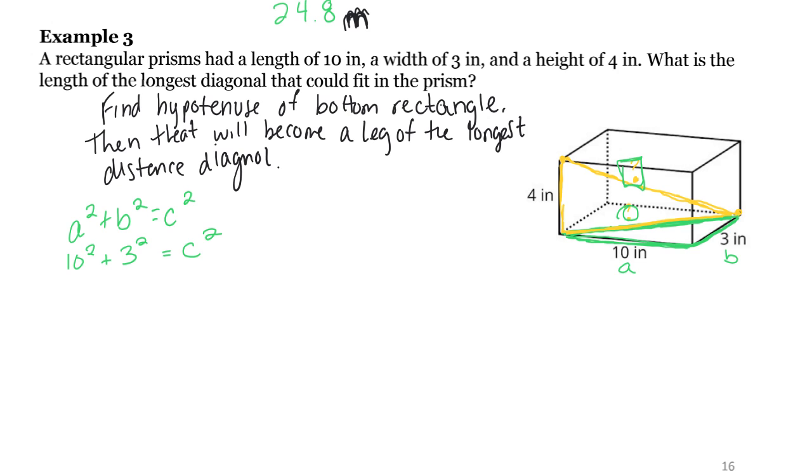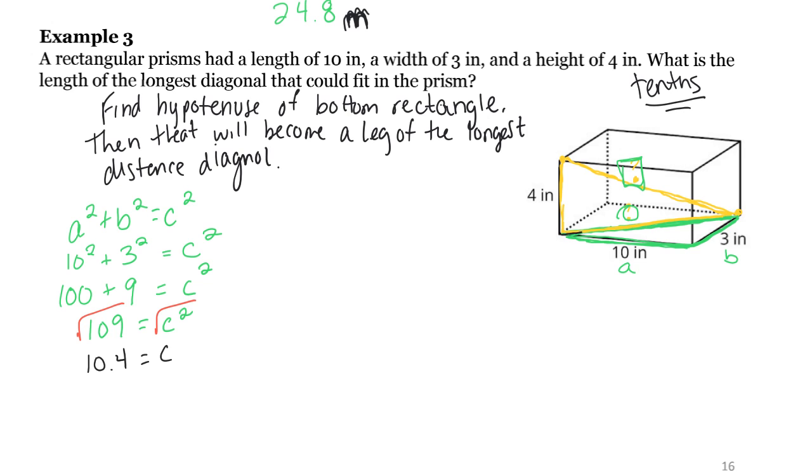So what is 10 squared? 10 squared is 100. What is 3 squared? 3 squared is 9. And what is c squared? C squared. So what is 100 plus 9? 100 plus 9 is 109. And then we're going to take the square root of that. And we're going to round to the 10th place. Okay, so that gives us c equals 10.4. So that means this diagonal here is 10.4.